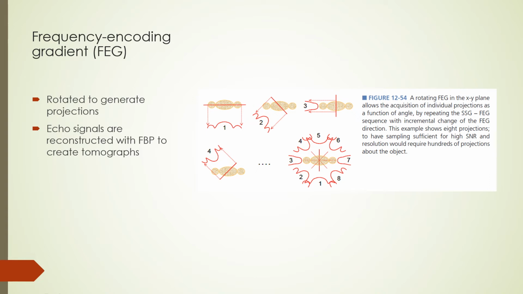On this image, only 8 frequency encode gradient projections are shown, but if we applied 256 frequency encode gradient steps, then together with the 256 phase encode gradient steps I mentioned 2 slides back, we shall now have 256 phase encode gradient and 256 frequency encode gradient steps for an acquisition matrix of 256 by 256.